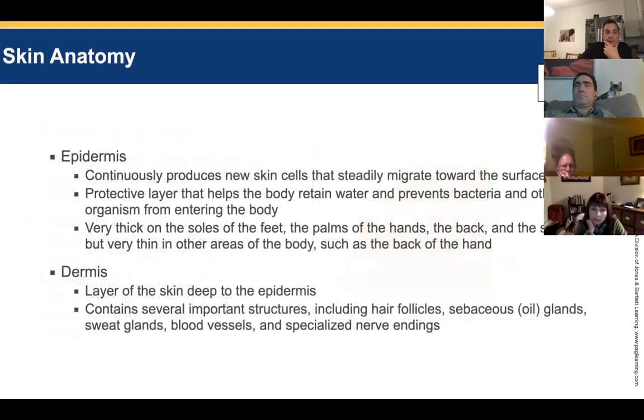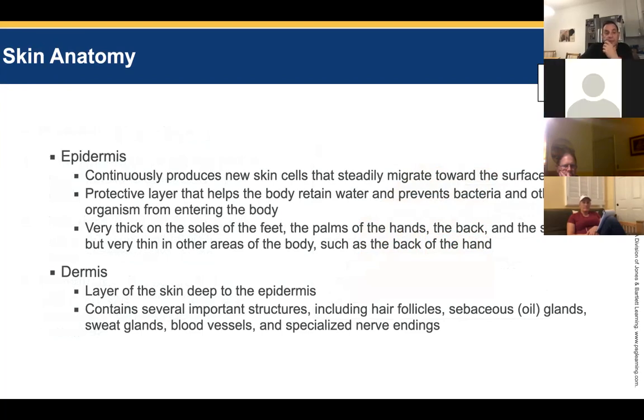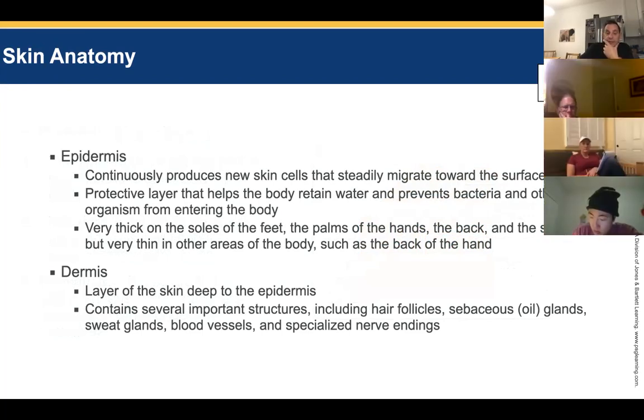So the epidermis, it's constantly sloughing off and making new cells. It's the protective layer, helps the body retain water, and prevents bacteria and other organisms from entering the body. It's very thick on the soles of the feet, palms of the hands, the back and the scalp, but very thin in other areas of the body, such as the back of the hand.